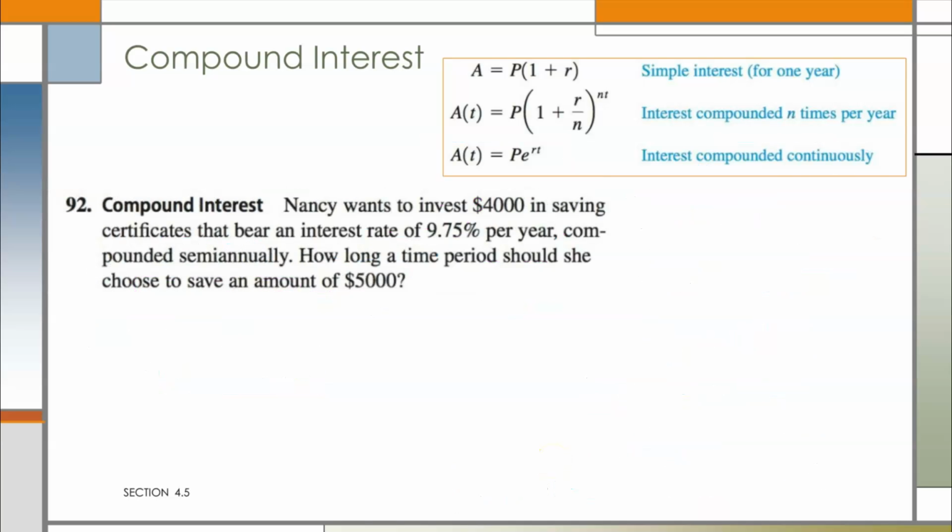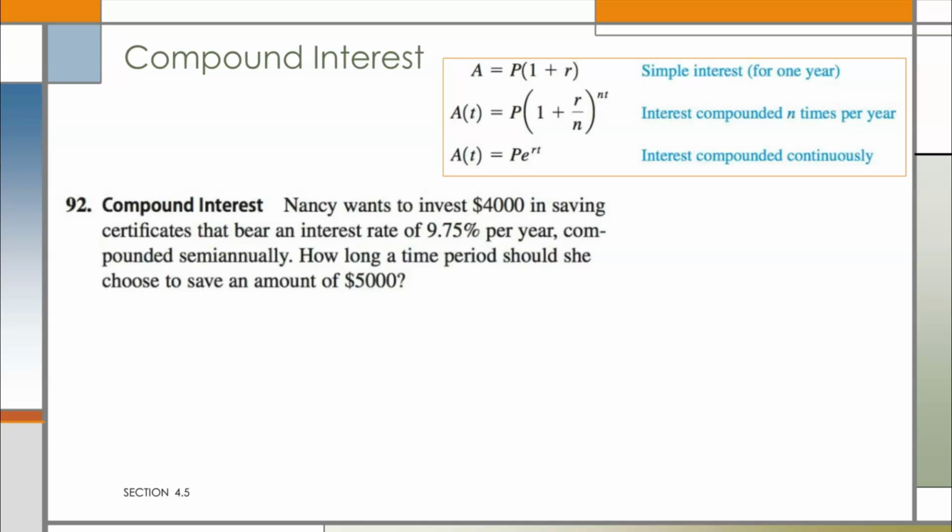Okay, let's look at another one. Nancy wants to invest $4,000 in savings certificates that bear an interest rate of 9.75% per year, compounded semi-annually. How long a time period should she choose to save an amount of $5,000?